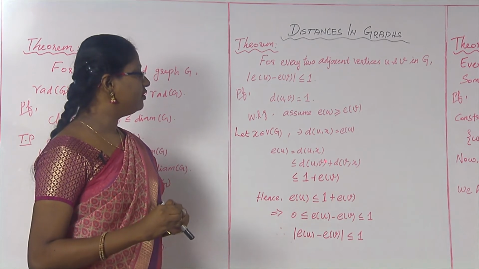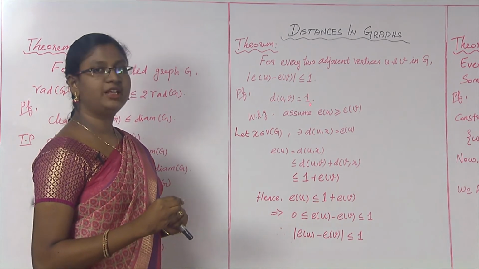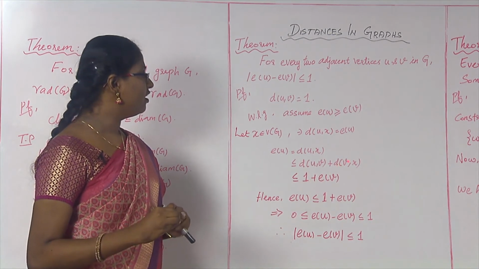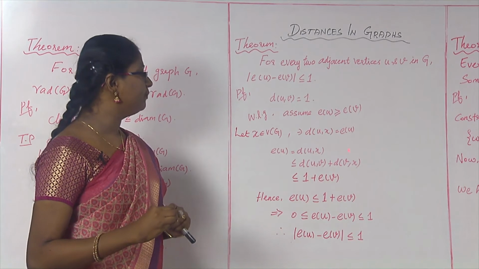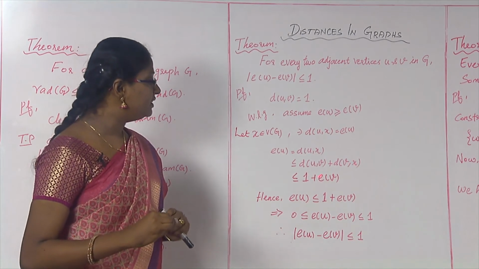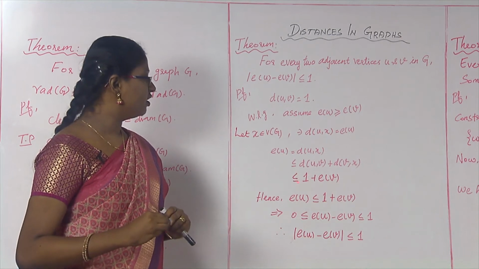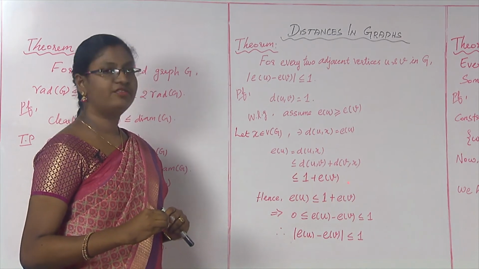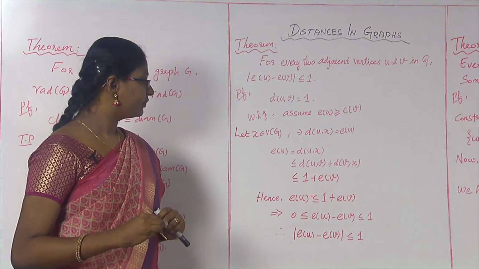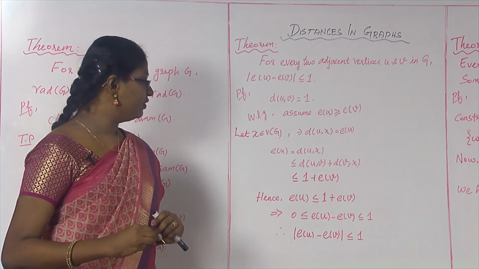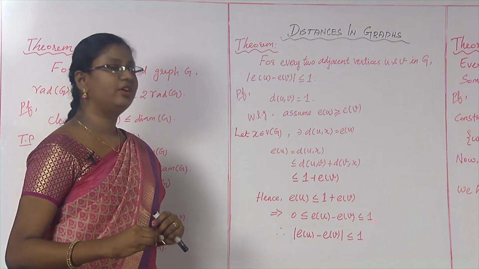And what about d of u comma v? d of u comma v is equal to 1 because u and v are adjacent. I substituted that, and d of v comma x will be less than or equal to E of v. So, E of u is less than or equal to 1 plus E of v, that I have written here. Consider E of u minus E of v. So, E of u minus E of v will be less than or equal to 1.